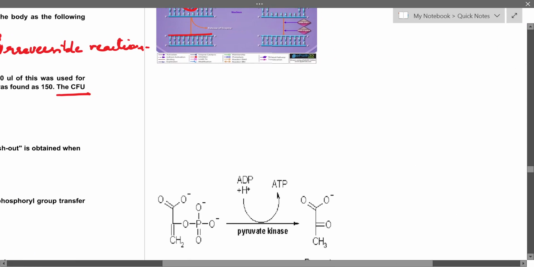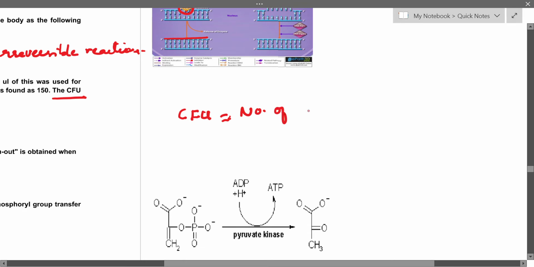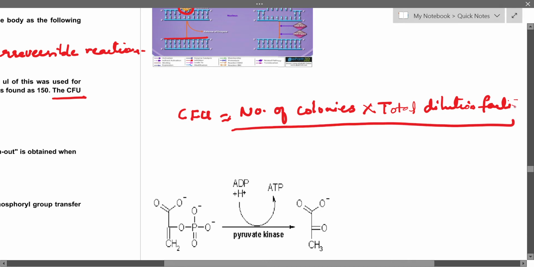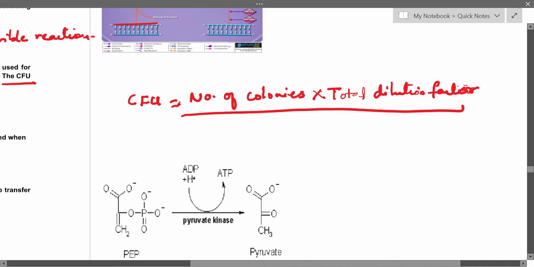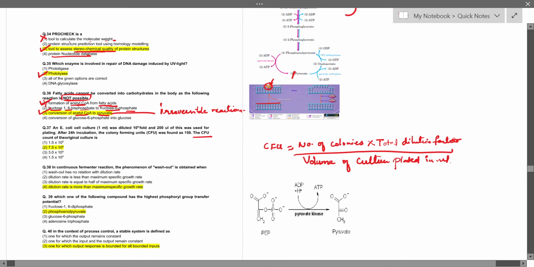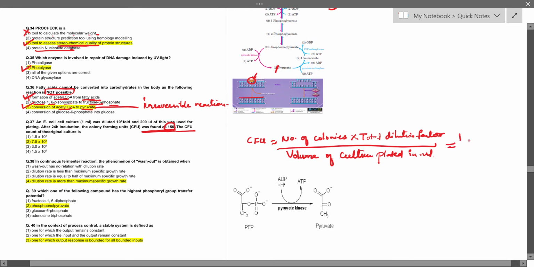So CFU is equal to number of colonies multiplied by total dilution factor divided by volume of culture plated in ml. This is a formula to calculate it. So how many colonies were formed? The number of colonies which were formed were 150. Then CFU colonies formed were 150. So let's write down here 150 into total dilution factor.